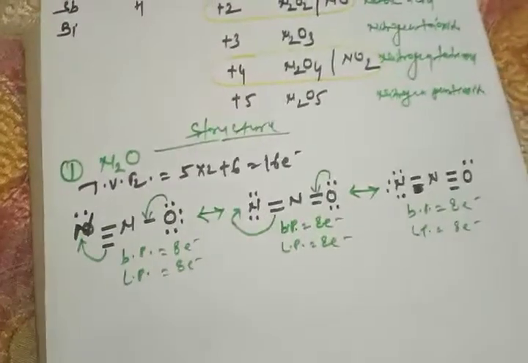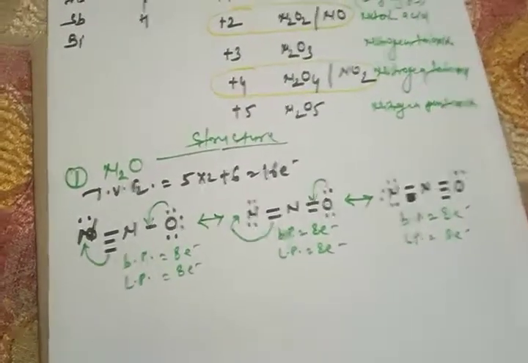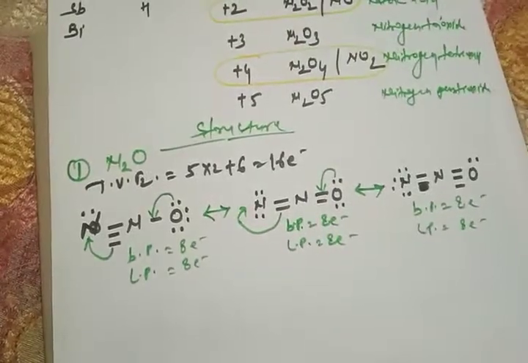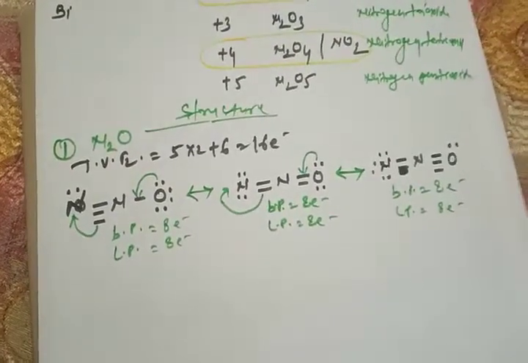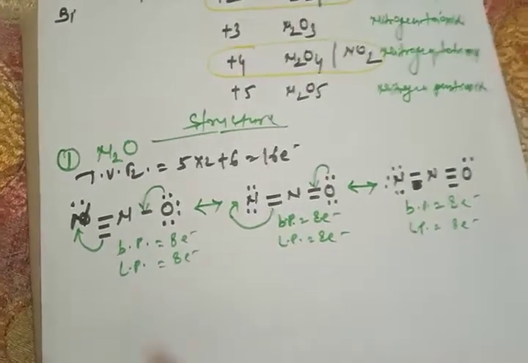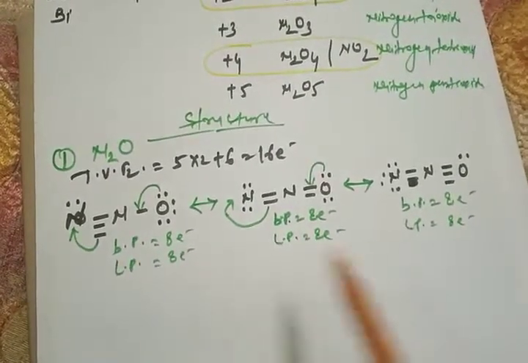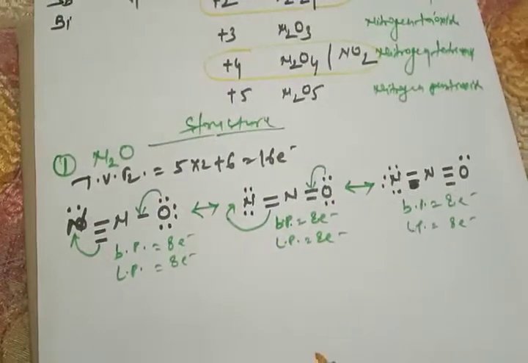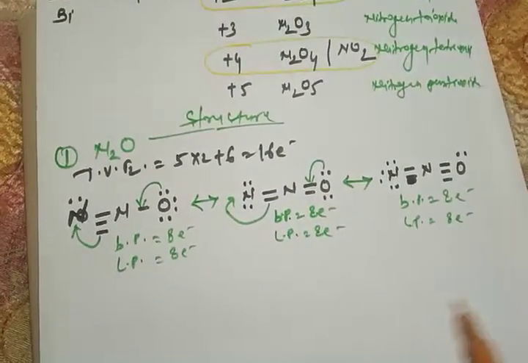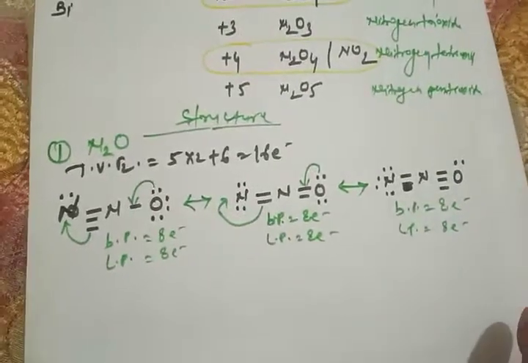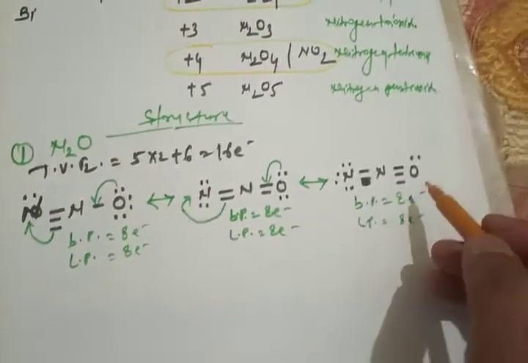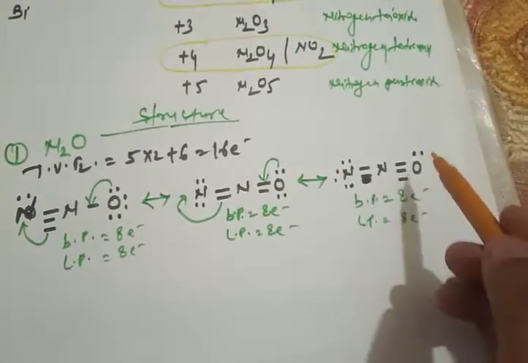Now, out of these three structures, I am discussing one or two structures in detail only. Then you have to find the other structure. So which one is the most stable? All are resonating structures, but one of them is the most stable. For that we need to calculate the formal charge. There is a very simple method to find out the formal charge.